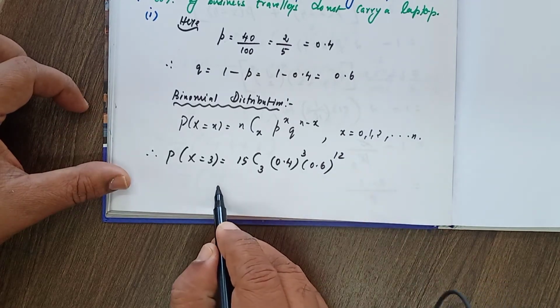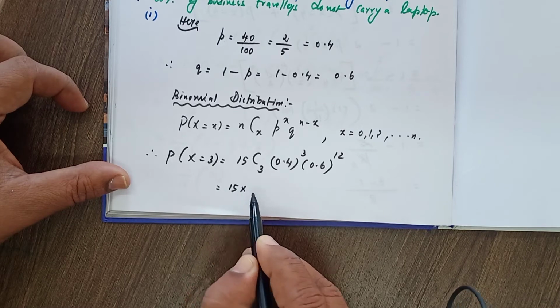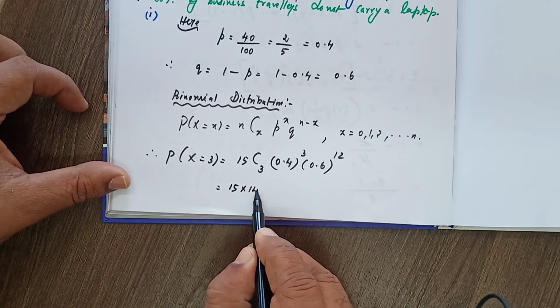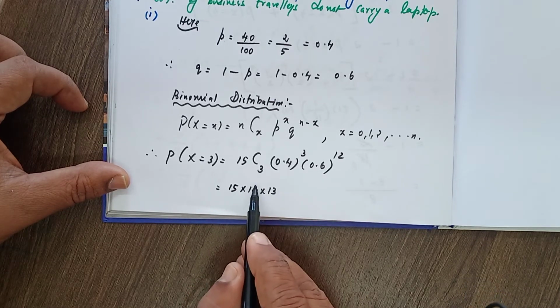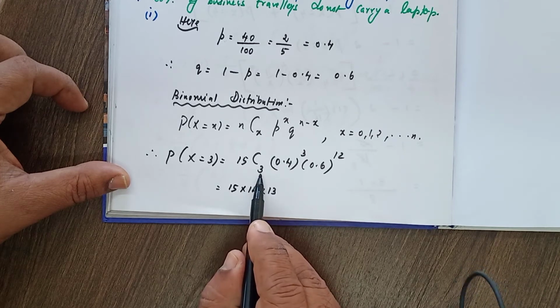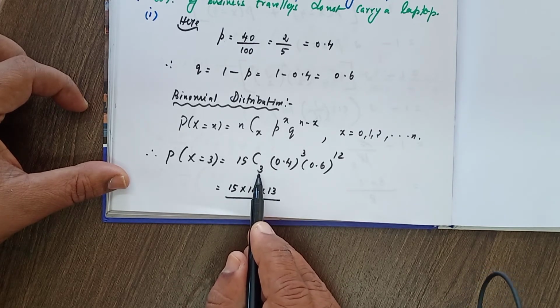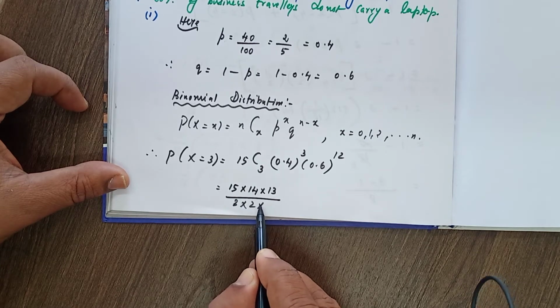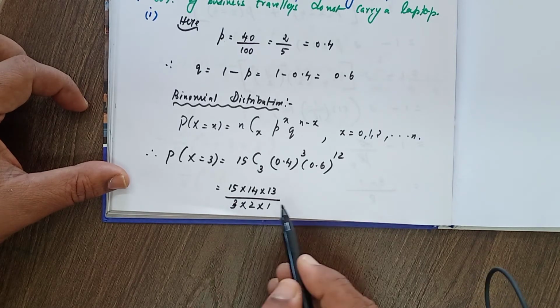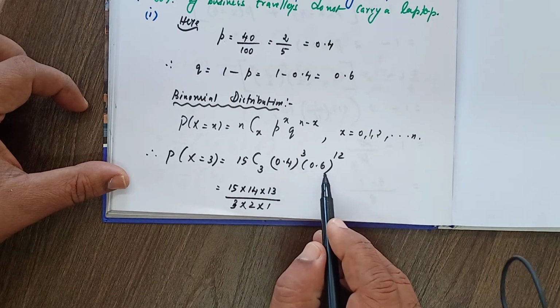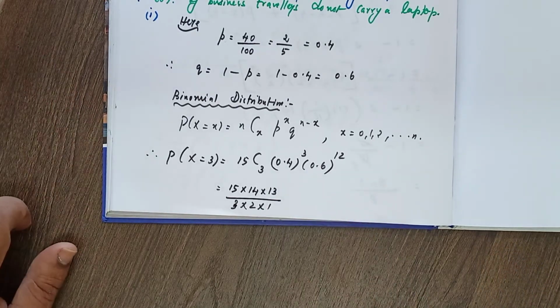15C3, you know how to write 15. Start with 15, keep on reducing 1, 15 and 14 and 13. Only 3 numbers in the numerator because we have 3 here. Denominator, since we have 3 factorial in the denominator, 3 into 2 into 1. Now 0.4 power 3 and 0.6 power 12.